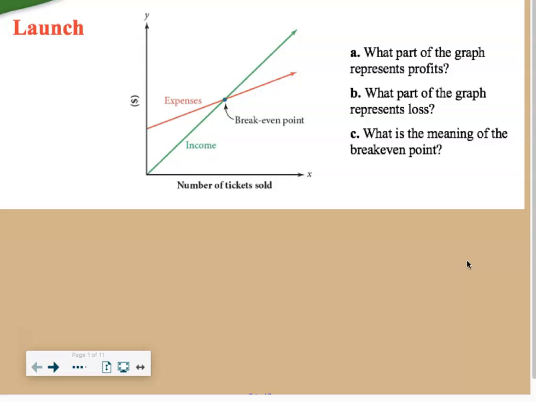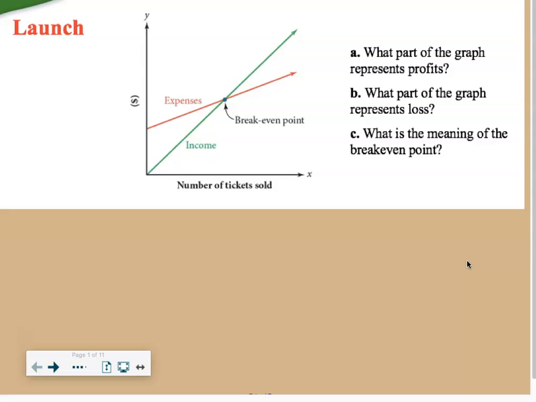Okay. Take a look at this graph. In your groups, I want you to take a minute and decide what area on the graph would represent profit. What area on the graph would represent loss? And what part of the graph would represent a break-even point, and what does it mean?